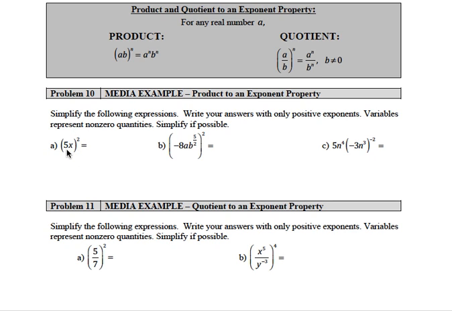Here, part A, I have (5 times x) squared. So if I apply the product property here, it's going to be 5 squared times x squared. 5 squared is 25, x squared, and that is completely simplified.